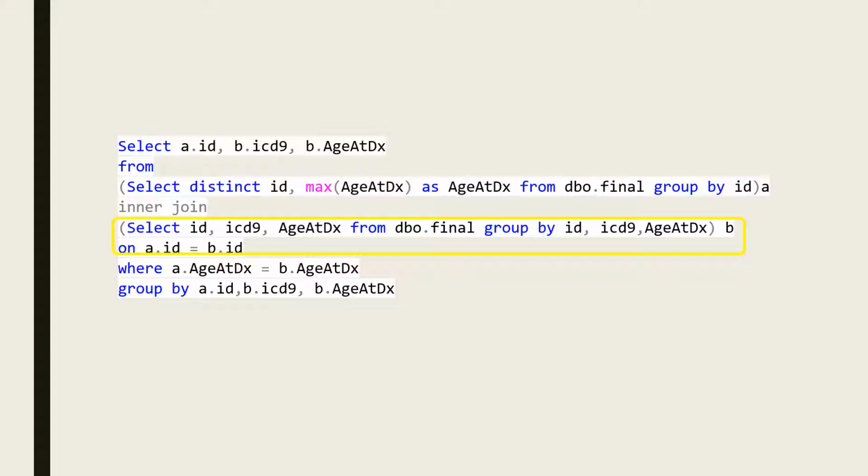The computer will execute the code within the parentheses first. This will make the fields age at diagnosis available for the outer code to use. The outer code uses data from alias A to indicate the patient's last visit and data from alias B to indicate the patient's diagnosis at the time of the last visit.